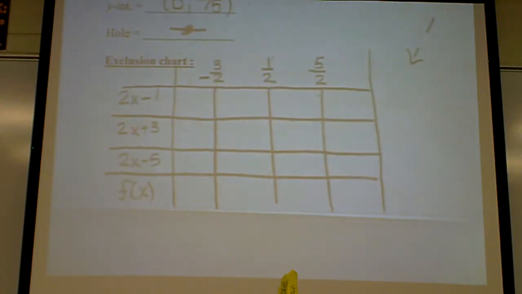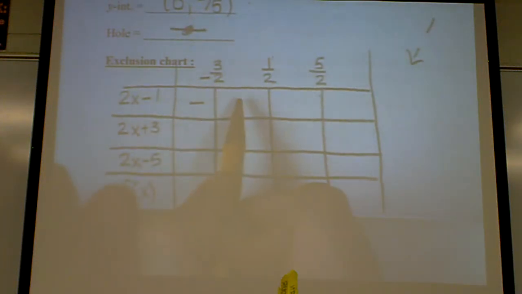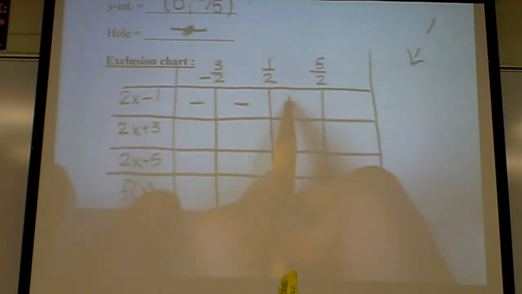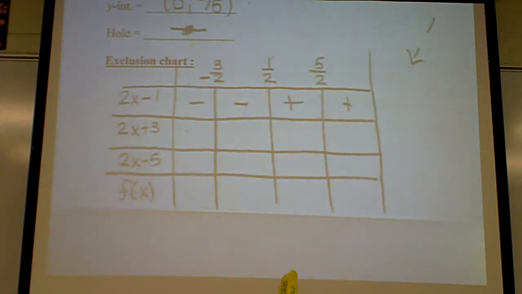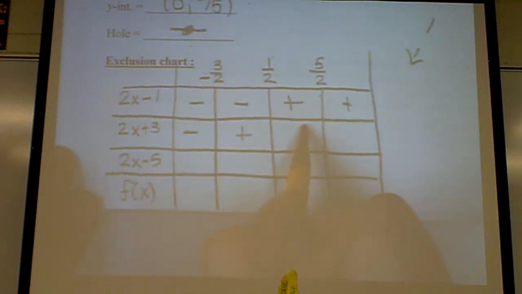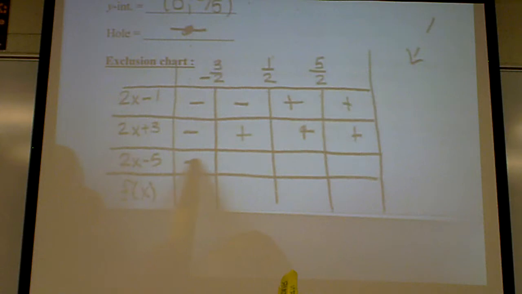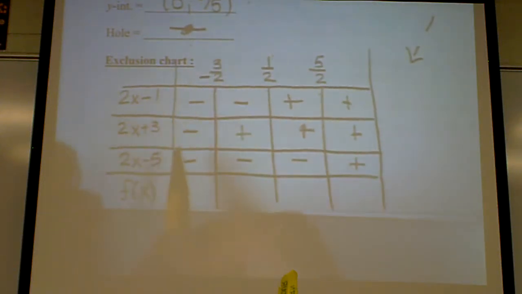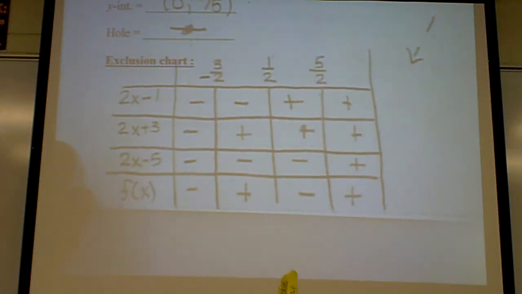So for the first line, we have negative up until 1/2, and then we switch to positive. The second line, we have negatives up until -3/2. The third line, we have negatives up to 5/2. And on the bottom, we have negative, positive, negative, positive.